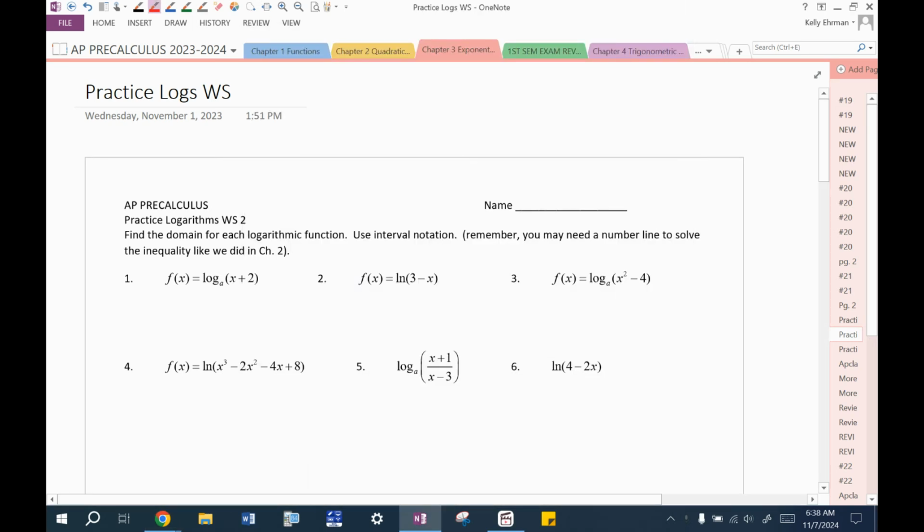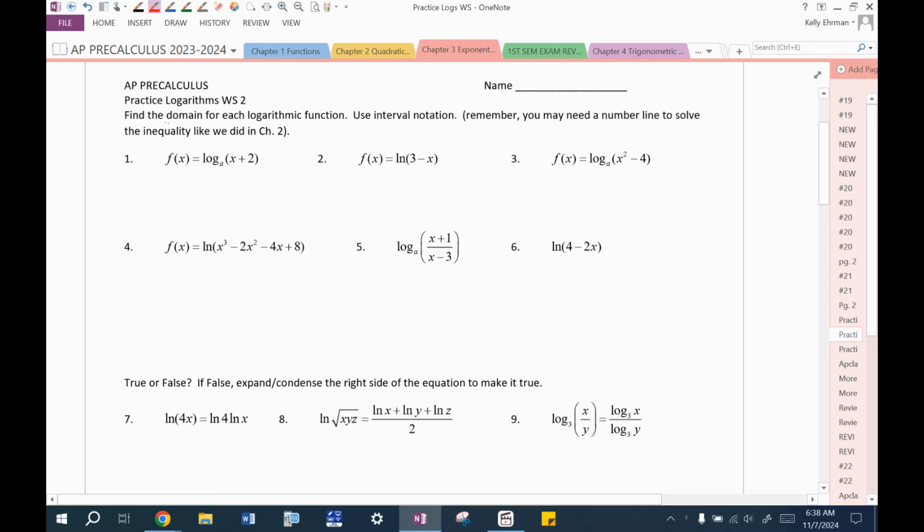All right, for this worksheet, we're just going to practice what we've been working on with logarithms for the last couple of days. So this says find the domain for each log function. Use interval notation. You might need a number line. Remember the rule in general, whether it's log base a or ln x, you have the log of something. The domain is setting the parentheses greater than 0 and solve.